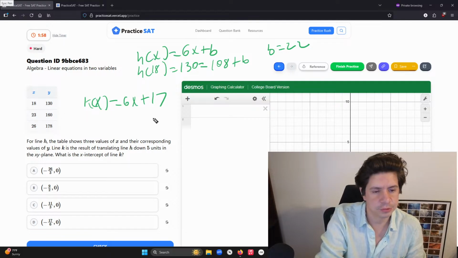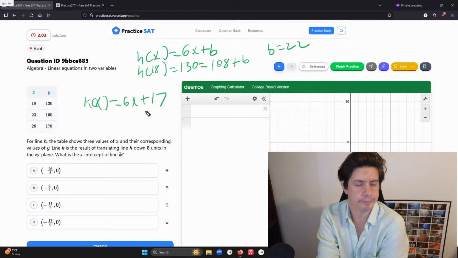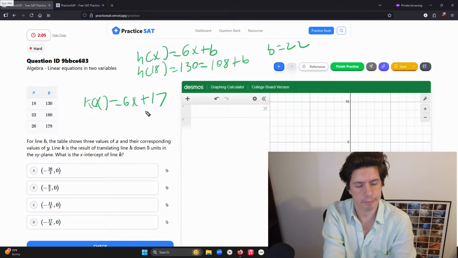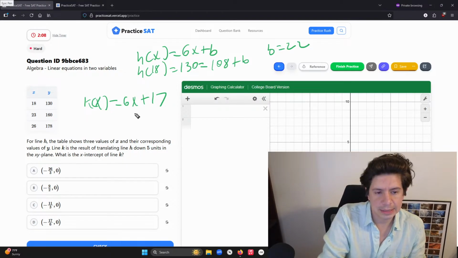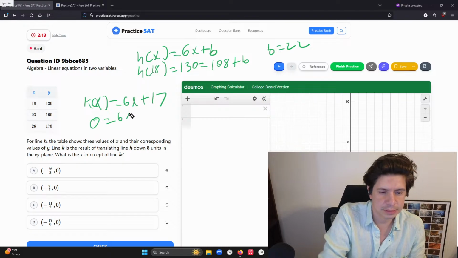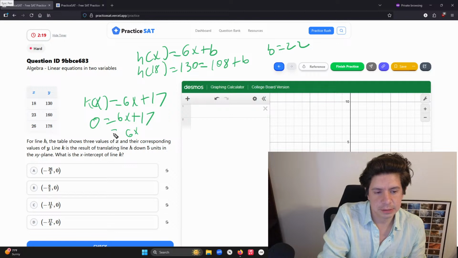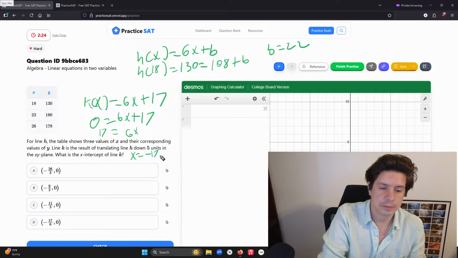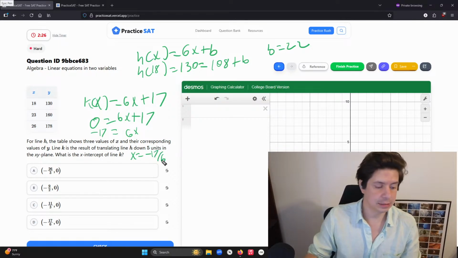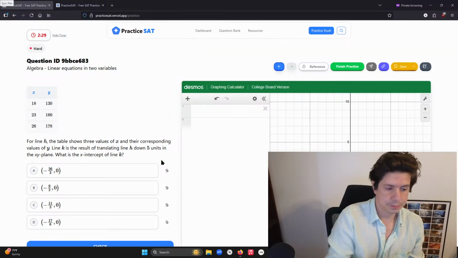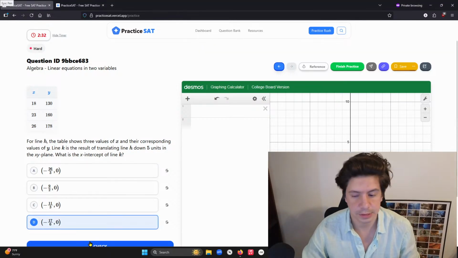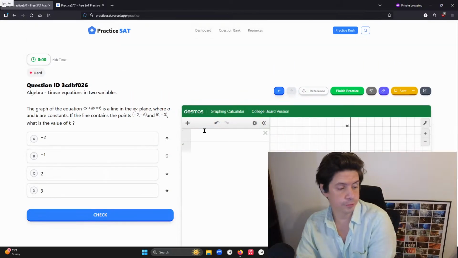So what we'll do is, x-intercept is when we get it to be 0. So 0 equals 6x plus 17. So then 6x equals negative 17. X equals negative 17 over 6. That'll be D as in dog. Alright, so now let's switch it up. Let's go on to verbal for a bit.